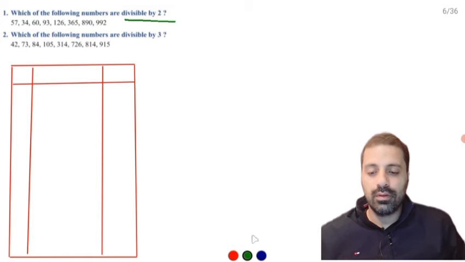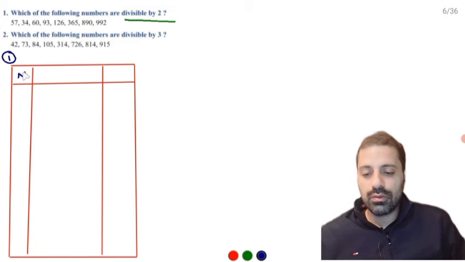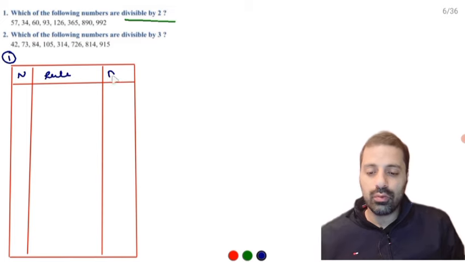Like this, for question number 1. This table is for question number 1. Here I will take the number, here I will write the rule, and here I will check the divisibility.